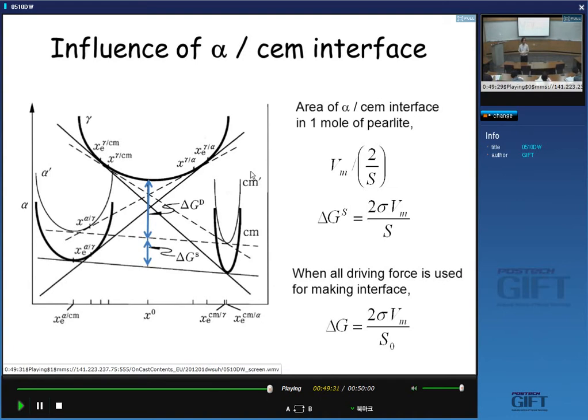The similar situation occurs when we consider the interface composition of the pearlite. Okay, I will talk about this issue in the next class.